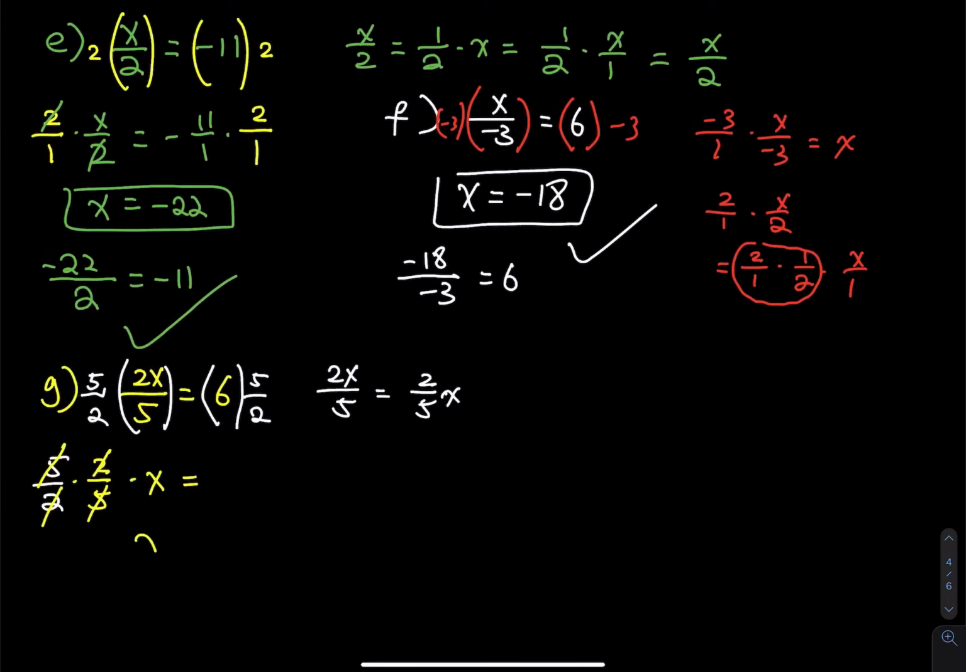So you have x, what is that equal to? 6 times that. So you can multiply first and then simplify. 6 times 5 equals 30. 30 divided by 2 is 15.